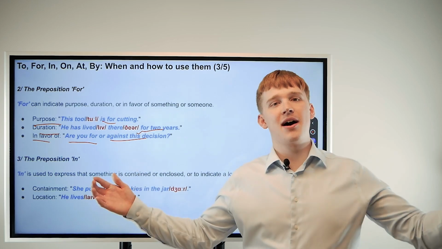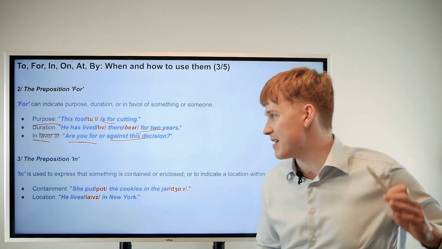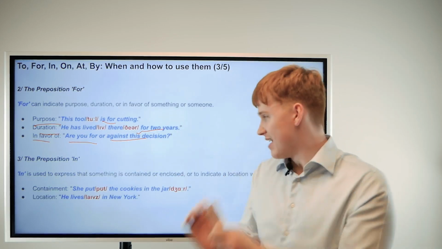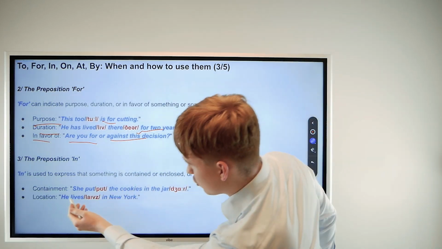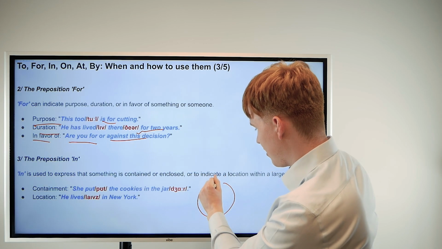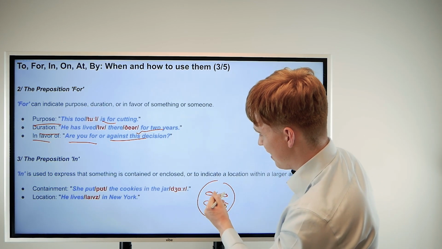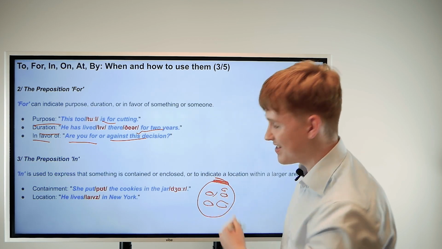Lovely. So next up, we have the preposition in. In is used to express something that is contained. So look, she put the cookies in the jar. Here's our jar, and we can see through our jar, and here are the cookies that she's put in there. But it's enclosed, no one else can see it.